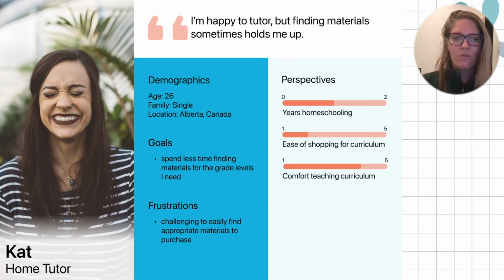Moving on to Kat, our homeschool tutor. She is happy to tutor, but sometimes she finds that the materials hold her up. She is a 26-year-old single woman living in Alberta, Canada. Her major goal is to spend less time finding the materials for the grade levels that she needs, and her frustration is that it's challenging to find the materials to purchase.